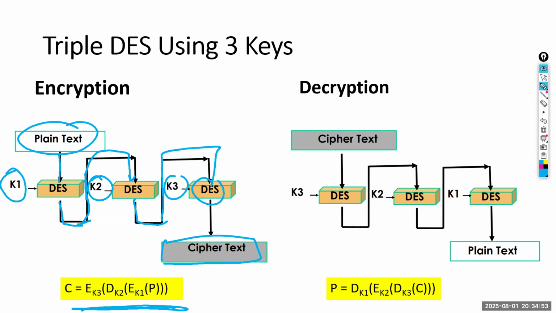Now, when you see this, sometimes you might get confused. Do you have any confusion about this? Any question about this? So you encrypt your plain text with K1, then decrypt using K2, and then again encrypt using K3.